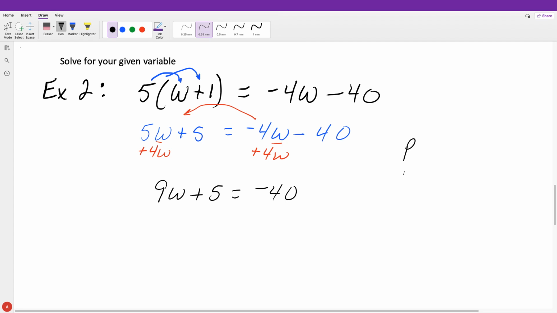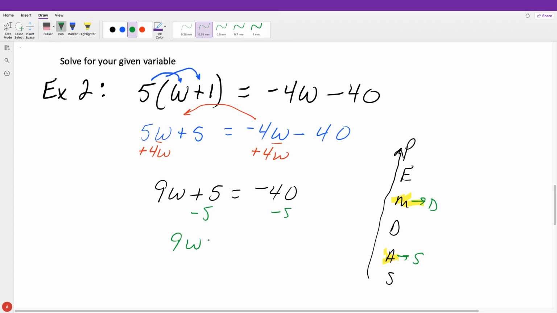So now that I have all my variables on one side, I'm going to write out my PEMDAS. I know I'm going in reverse order. So let's see what is being done. Well, I have 9 times w, so I have multiplication. I have addition. So then from here, I'm going to say, well, the inverse of addition is subtraction, the inverse of multiplication is division. So to get rid of our addition first, I'll subtract 5 from both sides. So 9w is equal to negative 45. And then I'll divide each side by 9. And w is equal to negative 5. And that will be our final answer.